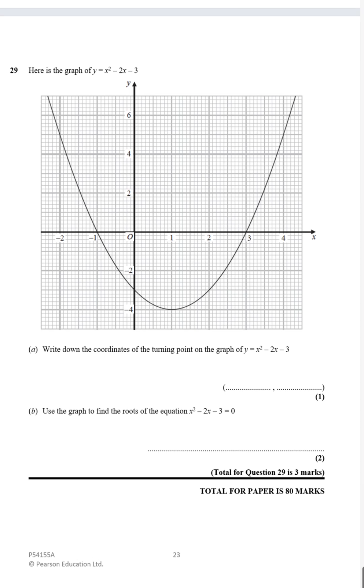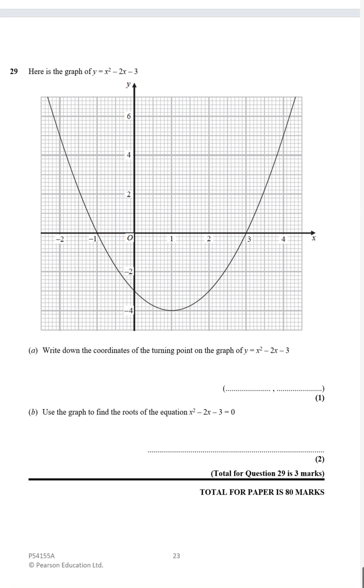Question 29. Here is the graph of y equals x squared minus 2x minus 3. Write down the coordinates of the turning point of the graph y equals x squared minus 2x minus 3. Turning point is exactly what it says on the tin. It's where does the graph turn. Your graph turns, it comes all the way down, down, down, down, and it goes back up. There's my turning point. The coordinates of my turning point, remember we're going to go x and then y, is 1, negative 4.